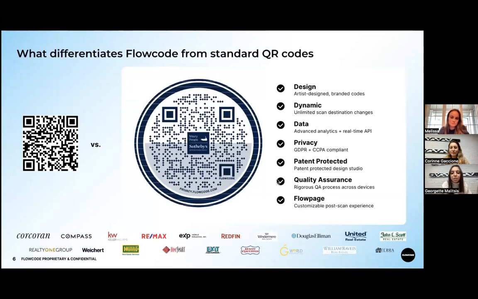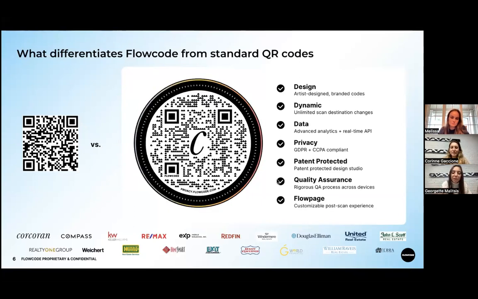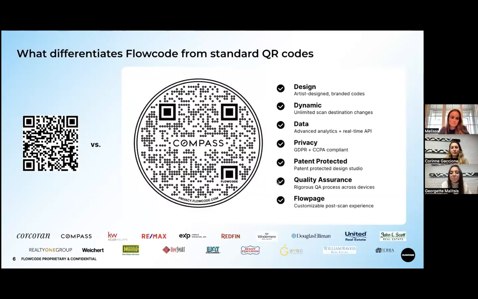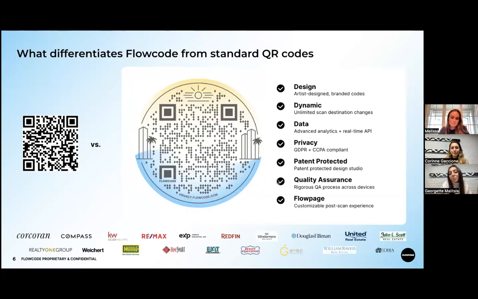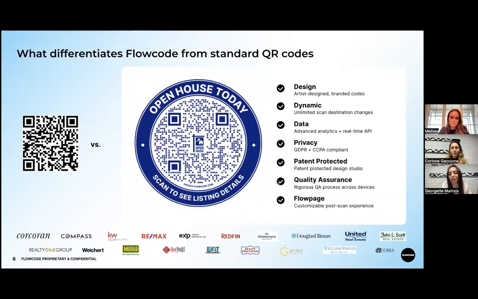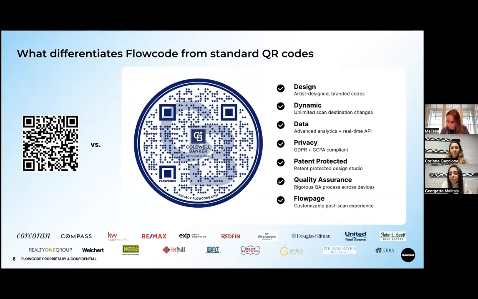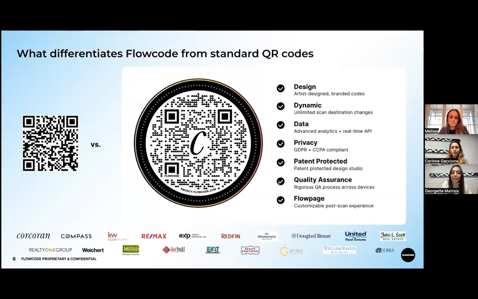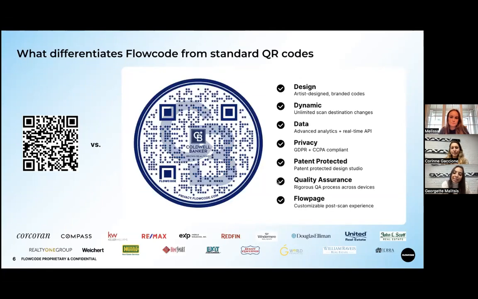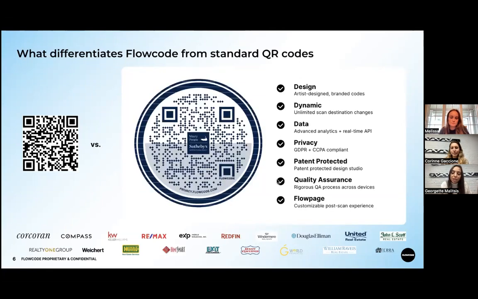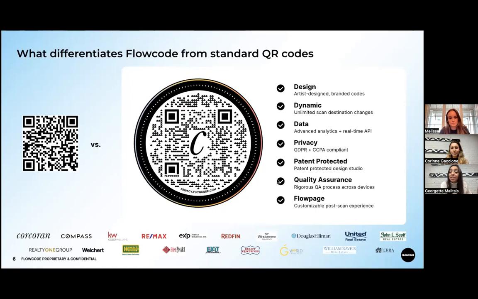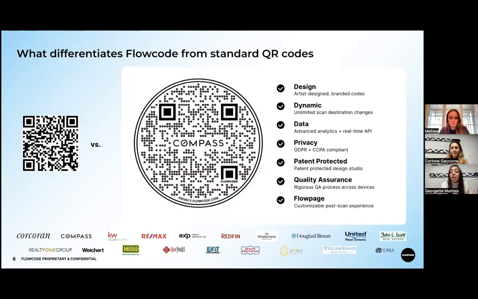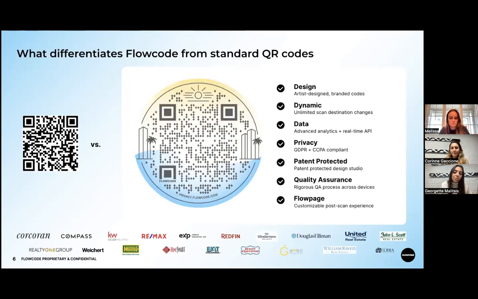Patent protected, our circle is pretty iconic, but we also offer different shapes and different styles of codes. Quality assurance is next. That really just means that our team of in-house designers will quality assure the code on multiple devices to make sure that it scans beautifully. And then lastly, our sister product, Flowpage, which I'll get into in the next slide. That's a customizable post-scan experience, a custom landing page available with all of our plans as well.